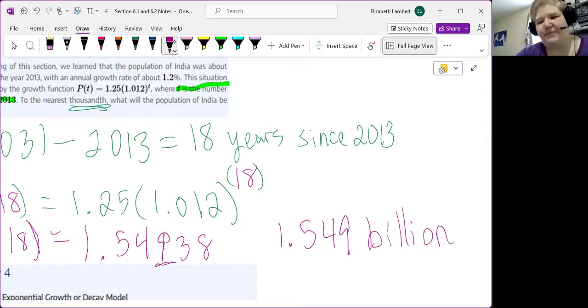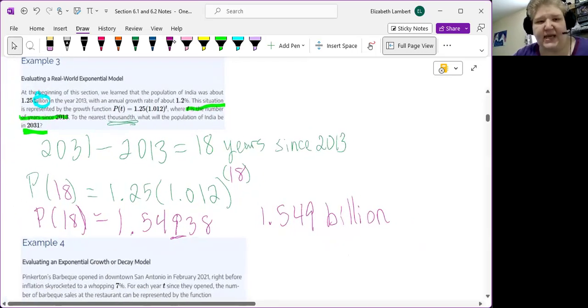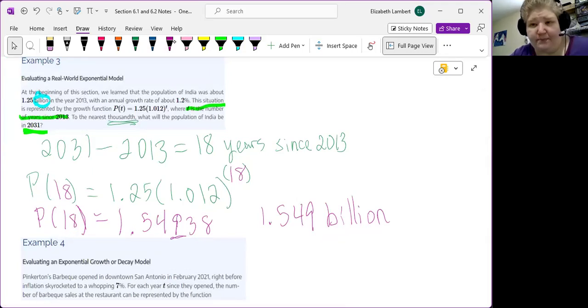I know web work doesn't make you write units, but anytime you do a word problem, you should always ask yourself, what is the unit on this? What does this number mean? So in this case, this is saying in the year 2031, we would expect India to have a population of about 1.549 billion.